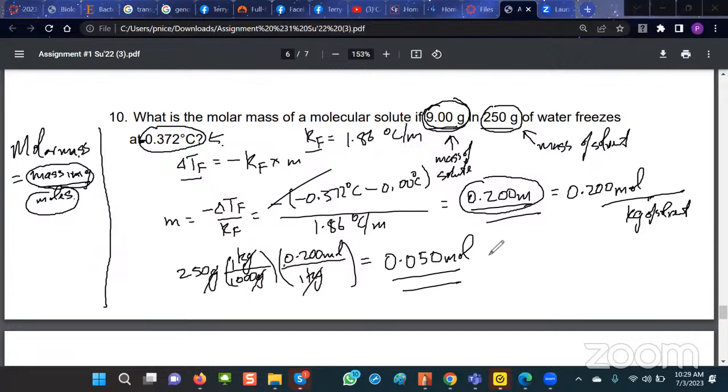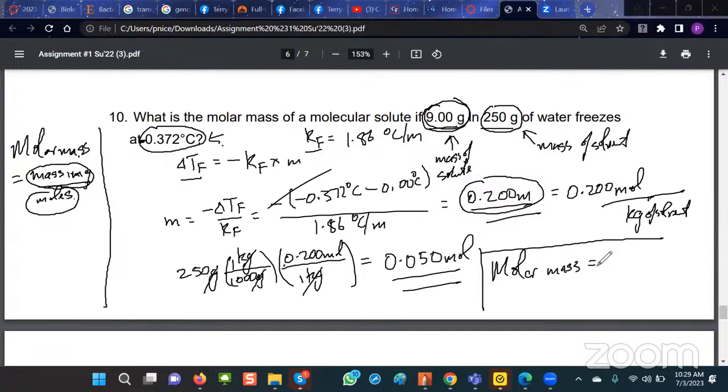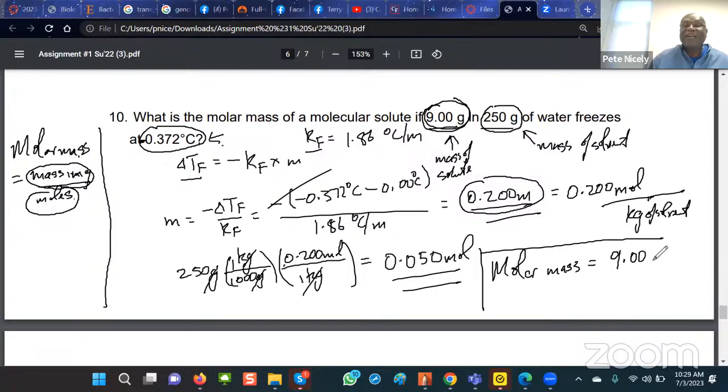Find the molar mass. Okay, so the molar mass will now be equal to what? The 9 grams divided by the 0.05 moles. Exactly, 9.00 grams divided by the 0.050 moles. And let's see what that gives. 9 divided by 0.05. And according to my calculation, this gives 180 grams per mole. And that's how you do that.